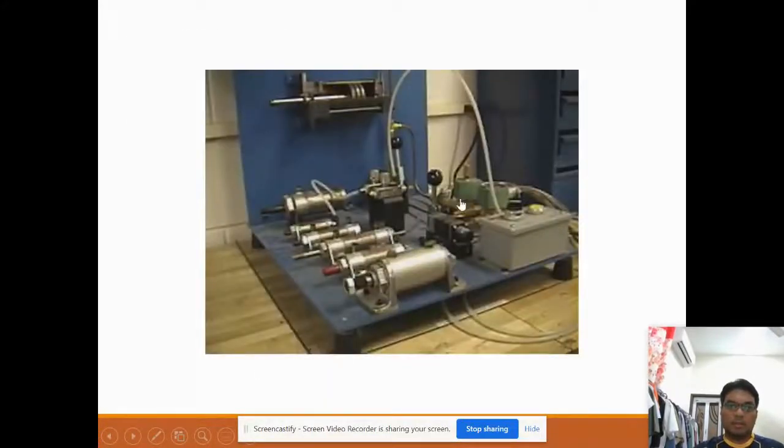This is an example of pneumatic system operation. As I mentioned previously, a video is also attached on the e-learning website showing how some pneumatic actuators can be operated. You can see the video there and try to understand practically how it works.